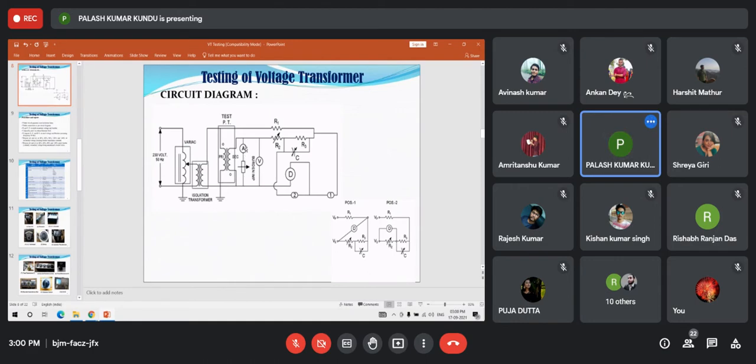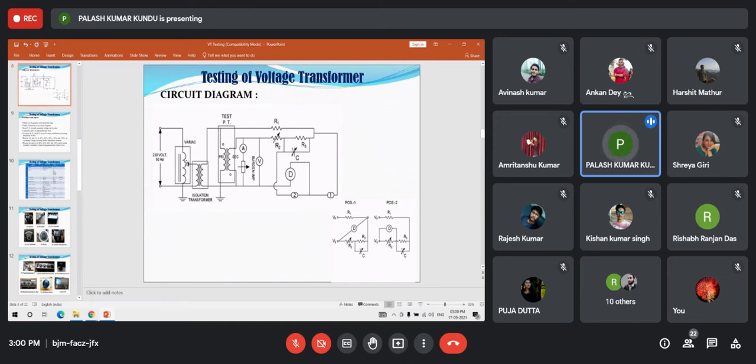Because we know 0.8 ampere is the rated secondary current, we can calculate what 60% of 0.8 will be, and we have to vary the burden impedance such that the ammeter shows that given value. In this way, we can set the value of the secondary voltage and the secondary current by varying this as well as this. You must understand these two things.